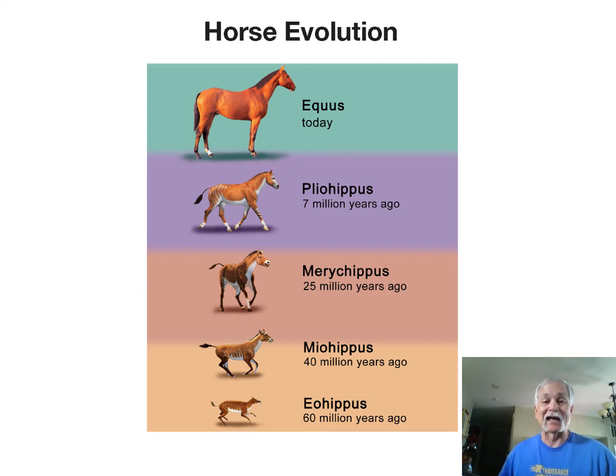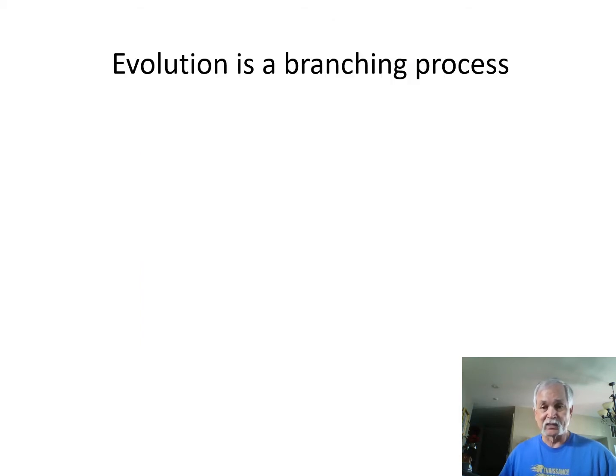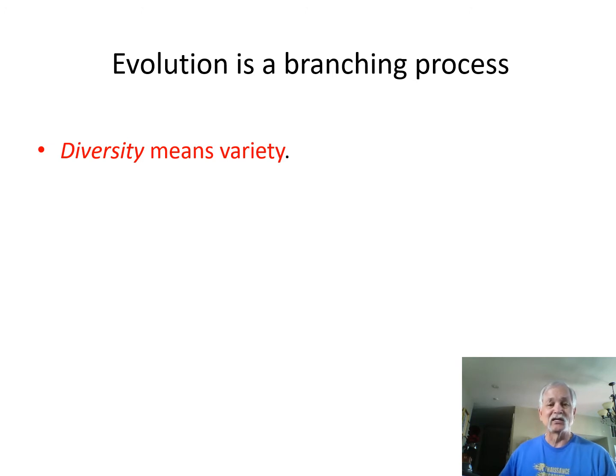And we'll talk about how we know that they're ancestors. You need to understand that evolution is a branching process. So diversity means variety. We talk about variation. Diversity is basically the same thing. We have things that are different, kind of like when you go to a buffet, such as Chuck-A-Rama, they have a variety of different foods.